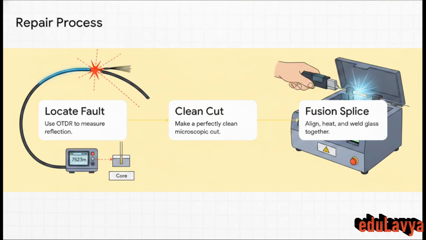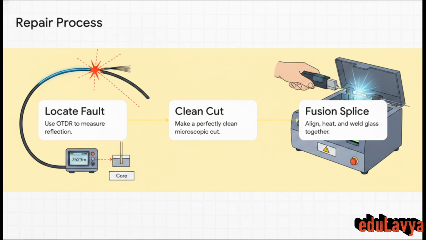So, the crucial point here is understanding how this extreme precision repair is actually pulled off. First, to even find an invisible break in a cable that might be miles and miles long, technicians use a device called an OTDR, an optical time domain reflectometer. They fire a pulse of light down the fiber, and when it hits a fracture, it reflects back. By timing that exact reflection, the OTDR pinpoints precisely where the break is located.